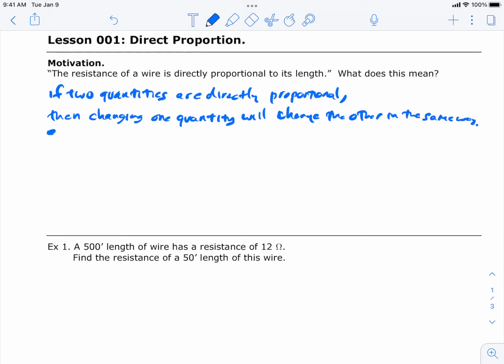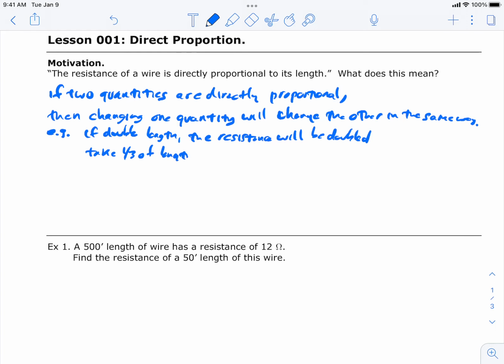E.g., if you double the length, the resistance will get doubled. That's what I mean by the same way. You double the length, the resistance is going to get doubled. Cut the length in half, or maybe use a different fraction. Take 1/3 of the length, the resistance will be 1/3 of what it was.